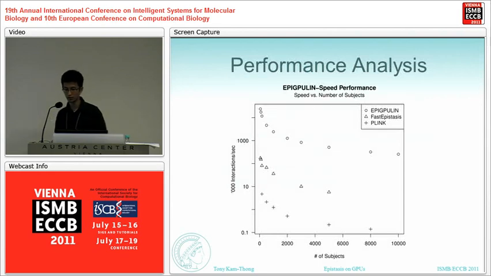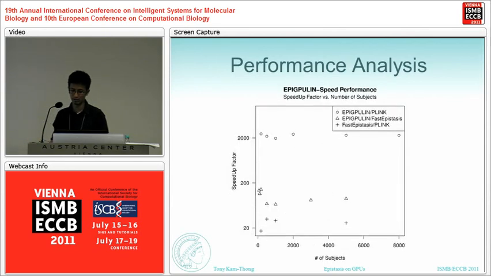In this case, we're scanning through many numbers of subjects. The circles represent the GPU results, whereas the triangular ones represent the single core FastEpistasis result. And the last plot is the standard PLINK epistasis. When we look at the speedup factor, epiGPU compared to PLINK is nearly hovering around 2,000 times faster. Compared to FastEpistasis, this is a log scale, so it's roughly 150 times faster, or so. 100.